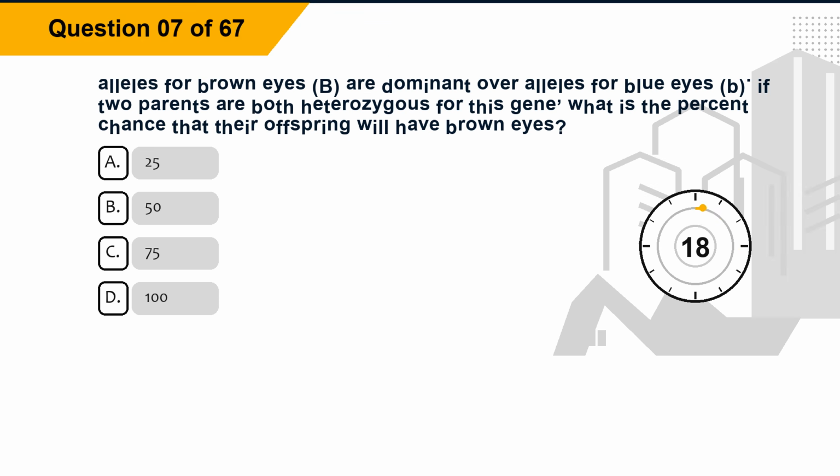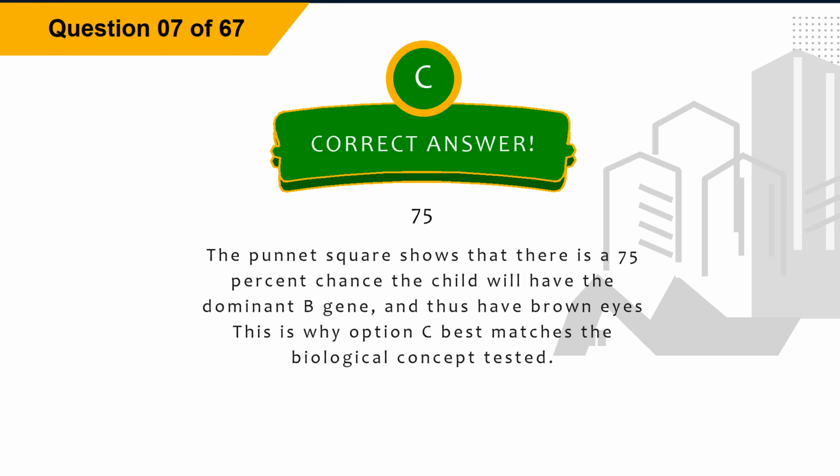Question 7. Alleles for brown eyes, B, are dominant over alleles for blue eyes, b. If 2 parents are both heterozygous for this gene, what is the % chance that their offspring will have brown eyes? Option A, 25. Option B, 50. Option C, 75. Option D, 100. The correct answer is option C, 75. Explanation. The Punnett square shows that there is a 75% chance the child will have the dominant B gene, and thus have brown eyes. This is why option C best matches the biological concept tested.